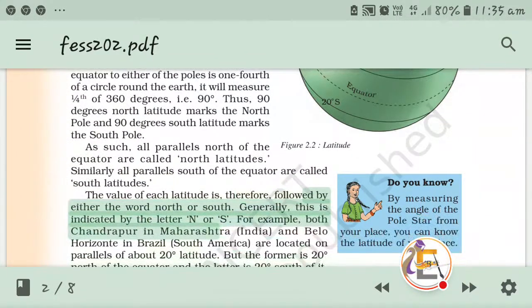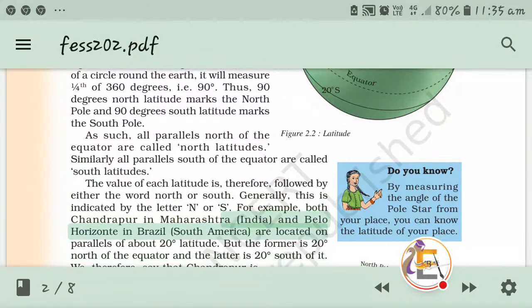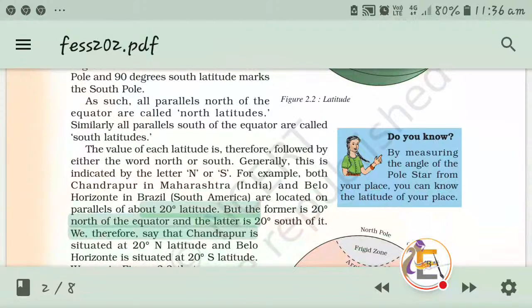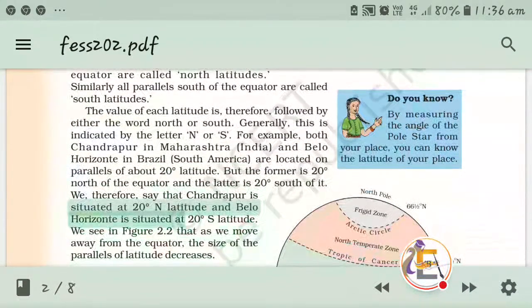For example, both Chandrapur in Maharashtra, India, and Belo Horizonte in Brazil, South America, are located on parallels of about 20 degrees latitude. But the former is 20 degrees north of the equator and the latter is 20 degrees south of it. We, therefore, say that Chandrapur is situated at 20 degrees N latitude and Belo Horizonte is situated at 20 degrees S latitude. We see in figure 2.2 that as we move away from the equator, the size of the parallels of latitude decreases.